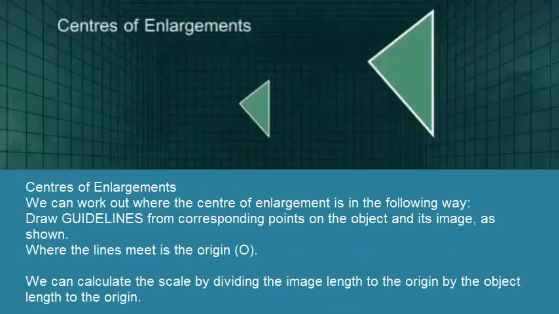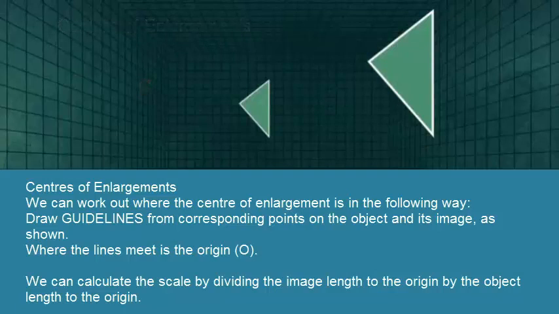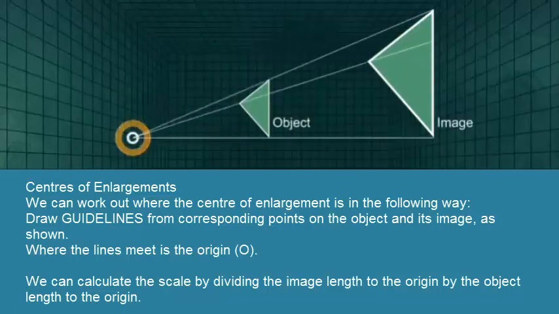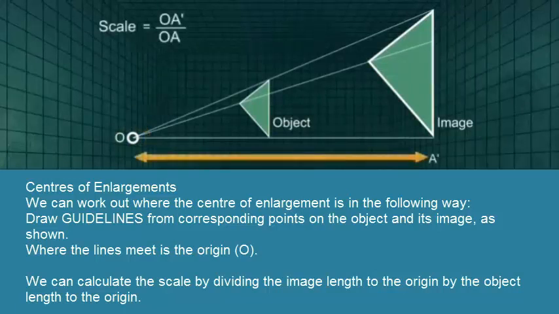Centers of enlargements. We can work out where the center of enlargement is in the following way. Draw guidelines from corresponding points on the object and its image as shown. Where the lines meet is the origin, O. We can calculate the scale by dividing the image length to the origin by the object length to the origin.